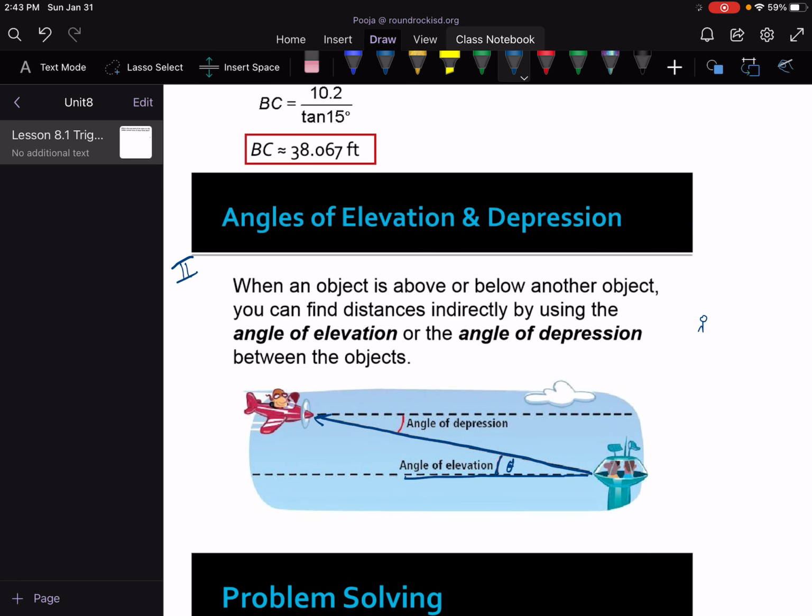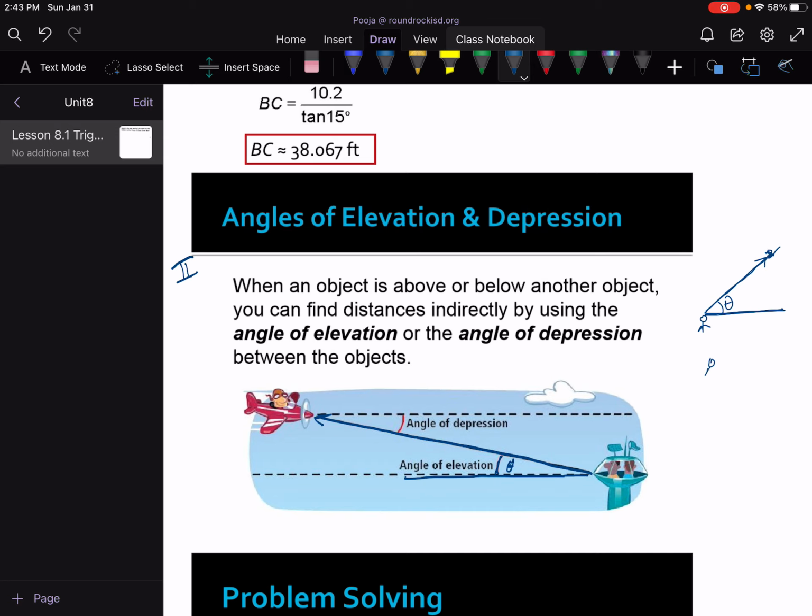So if I'm sitting right here and I'm looking at an airplane or even a bird for that matter, let's say here's a bird, right? That would be the angle of elevation: the angle that the horizontal makes with my line of sight towards that bird. So this will be the angle of elevation.